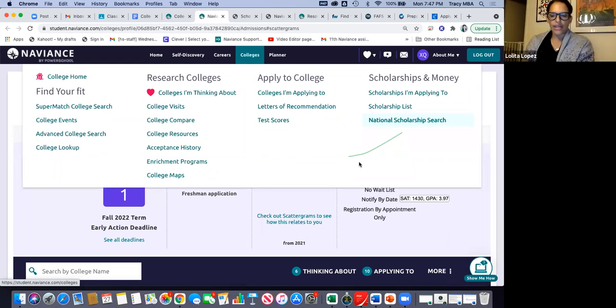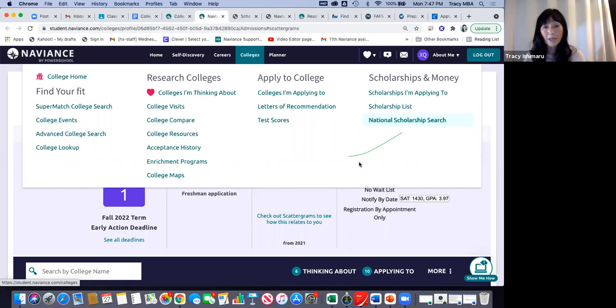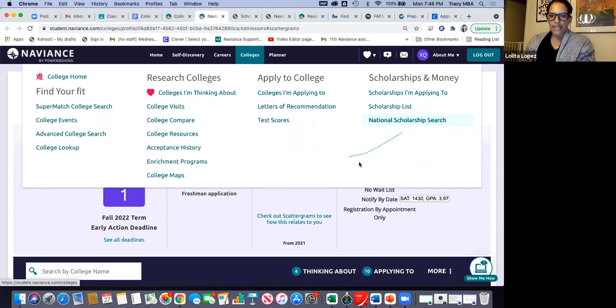Got it. So another parent asks, when I fill out FAFSA, does it automatically connect to Naviance? The FAFSA does not connect to Naviance. The FAFSA goes straight to the federal government. We don't get to see that at all. Oh, okay, got it. In general, do smaller schools offer more merit aid than bigger universities? And how can we find schools that offer the most merit aid?